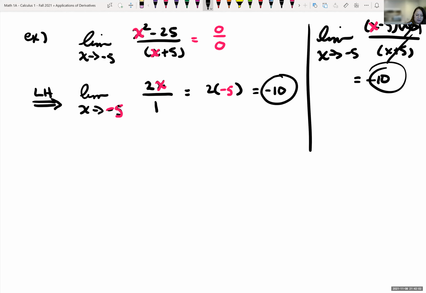You do whatever method you prefer. But right now, because we're in this section, I'm going to be using L'Hopital's rule. So what if we looked at the limit as x is approaching 0 of 3 raised to the x power minus 1 all over 2 raised to the x power minus 1.